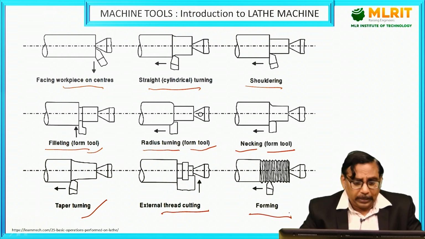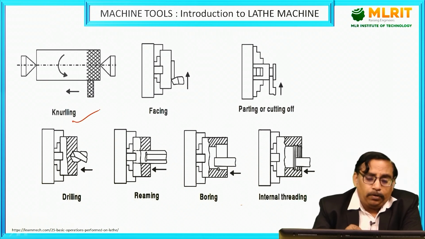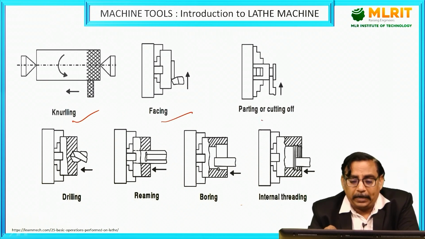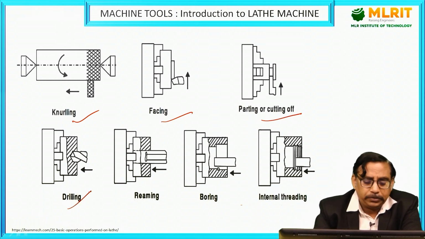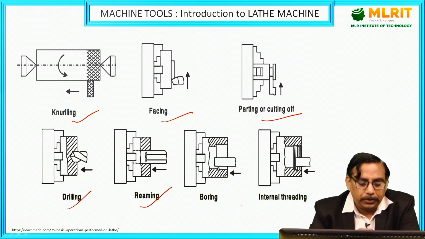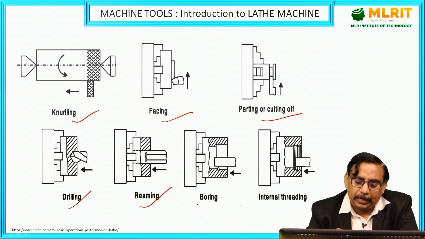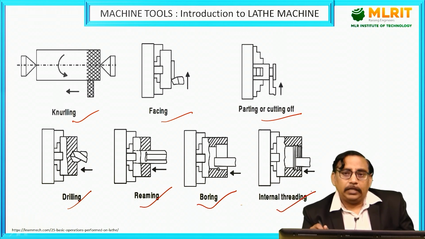And coming to the next slide, we will have different operations. We can give knurling, we can do facing, we can do parting, that is cutting, making it into two pieces. We can drill a hole in the rotating workpiece. We can ream the drilled workpiece. We can enlarge the drilled hole, that is called boring, and we can even give internal threading for a workpiece.